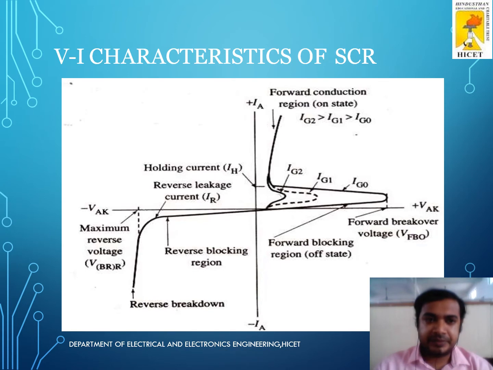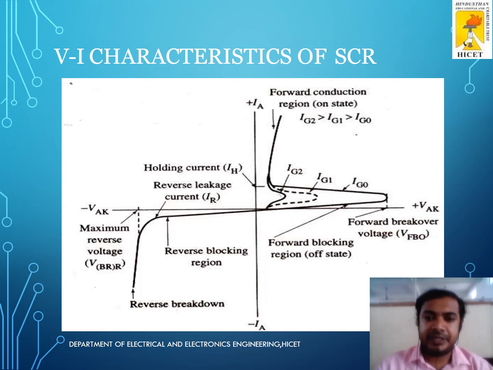VI characteristics of SCR, also called voltage-current characteristics of SCR. It shows the relationship between anode to cathode voltage and anode current. From this graph we can understand that the SCR can be operated in three modes: forward conduction mode, forward blocking mode and reverse blocking mode. Forward blocking mode is called the off state and forward conduction mode is called the on state. You can bring the SCR from off state to on state by increasing the anode to cathode voltage in the forward direction and also by giving gate current.